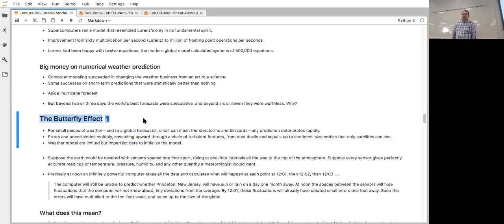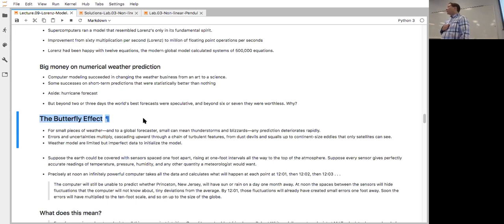One of the problems is weather models are limited with imperfect data to initialize the model. You don't have perfect data of what the initial conditions are everywhere. But let's say that we continue to move forward. The technology continues to improve. And when James Gleick was writing this book in 1987, we weren't quite there, but we're pretty close.